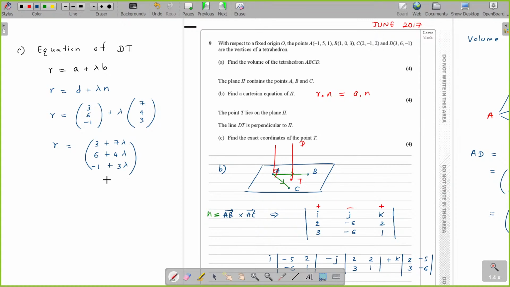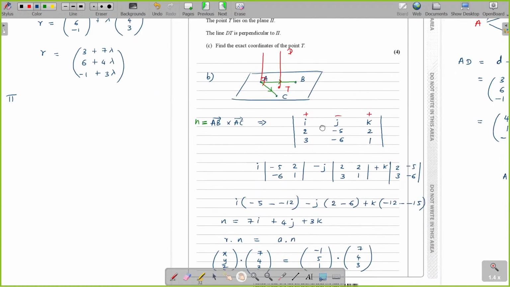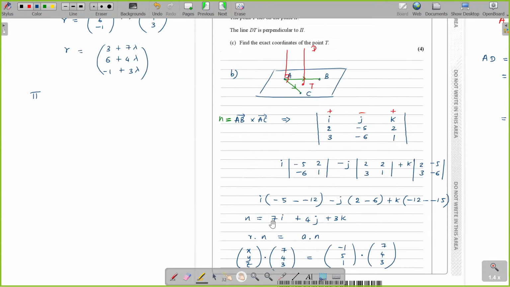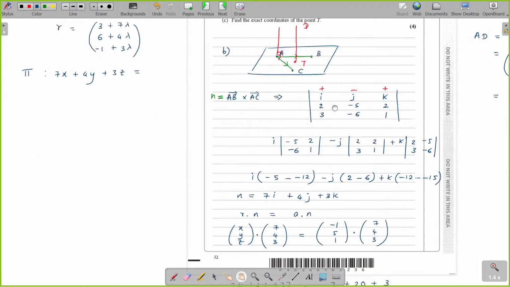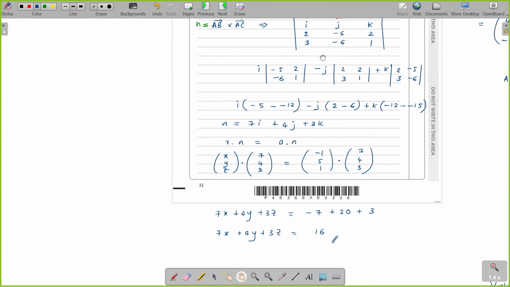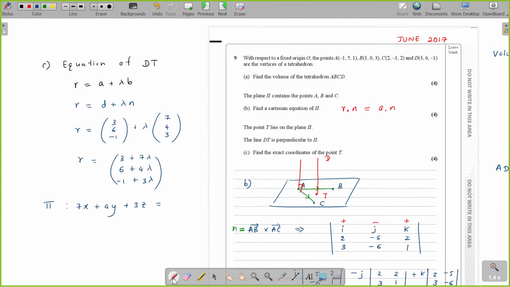And then what do I do? I want to get the cutting point. So I will solve the equation of the line dt with the plane equation. What's the plane equation? We just found it in the earlier one. What was it? 7x plus 4y plus 3z equals how much? Equals 16. 7x plus 4y plus 3z equals 16.